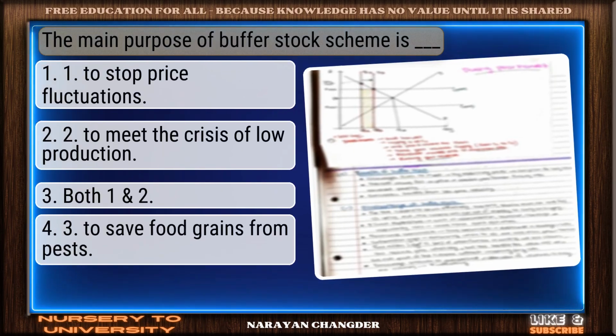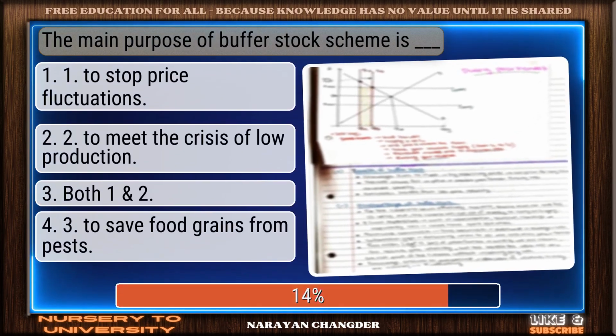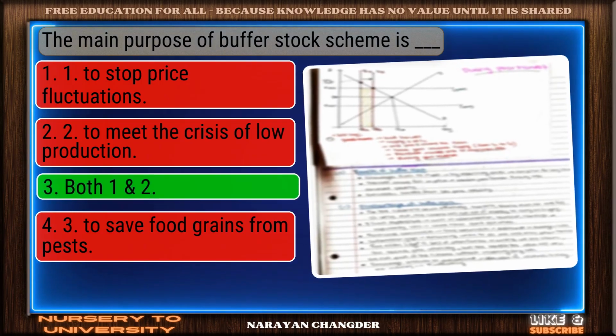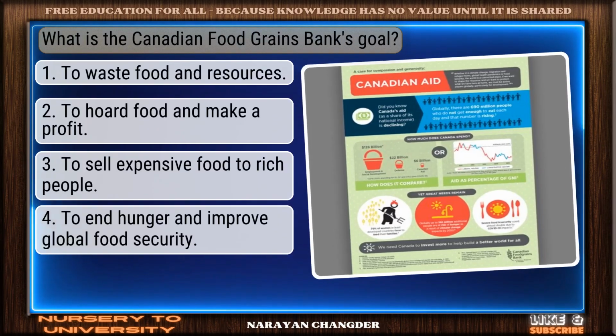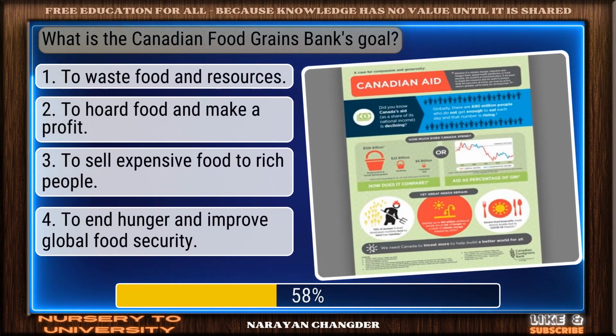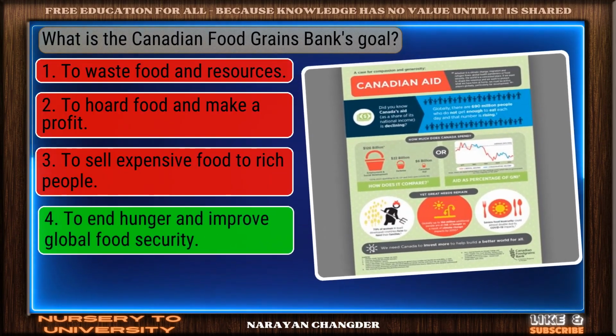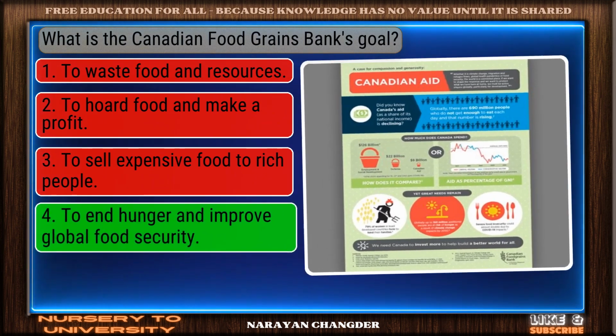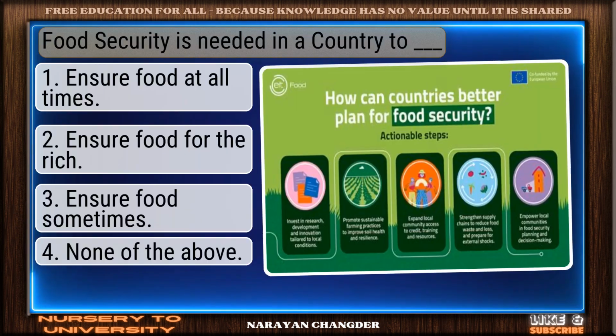The main purpose of buffer stock scheme is dash. Right again, both 1 and 2 is a valid answer. What is the Canadian Food Grains Bank's goal? Valid point. To end hunger and improve global food security is true.